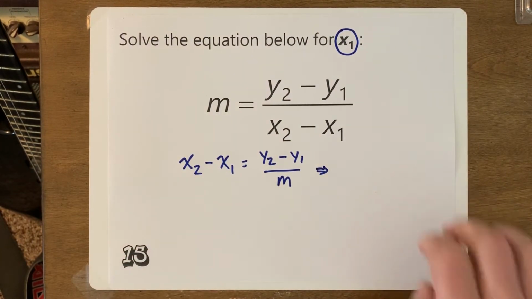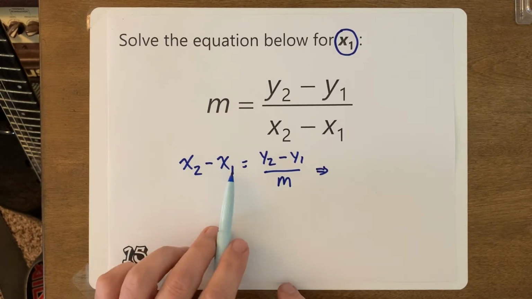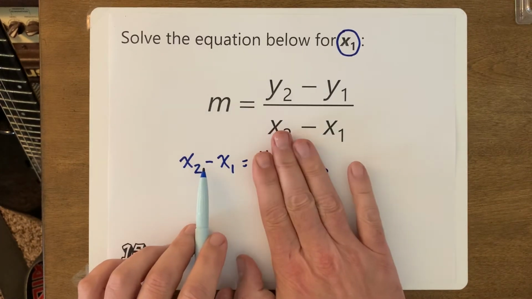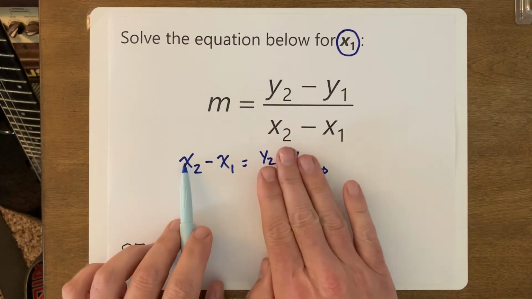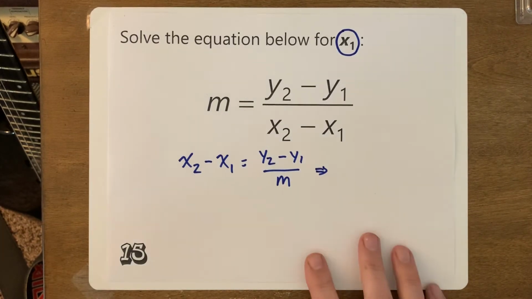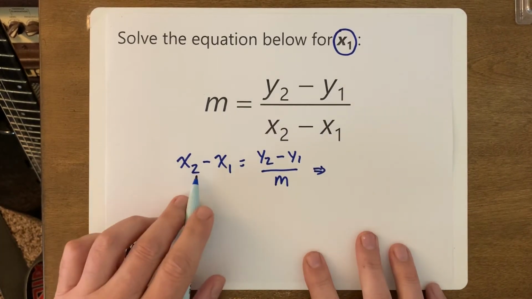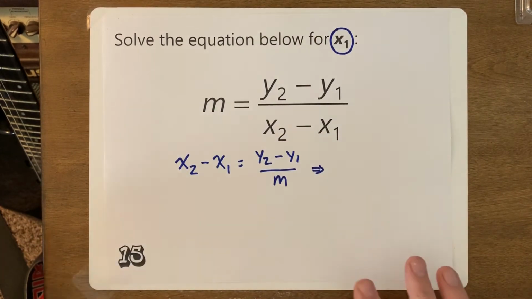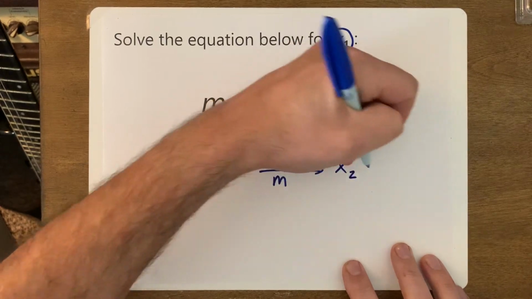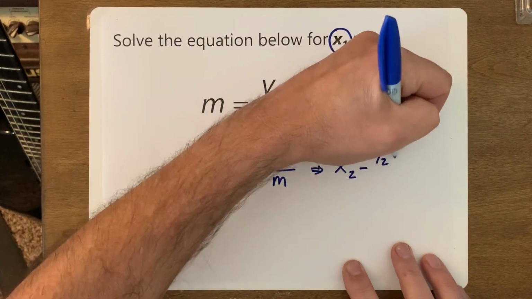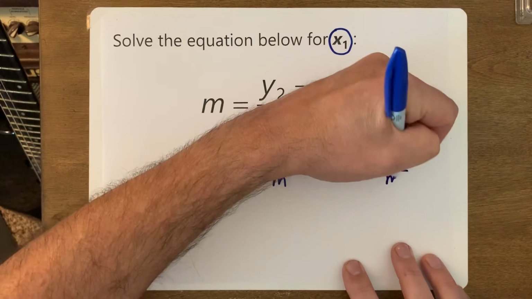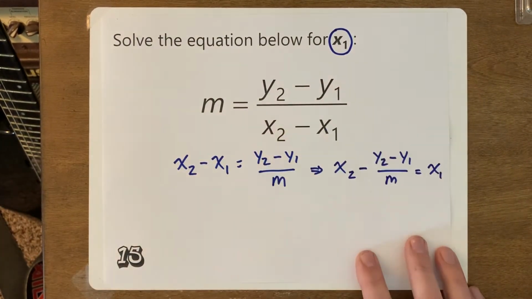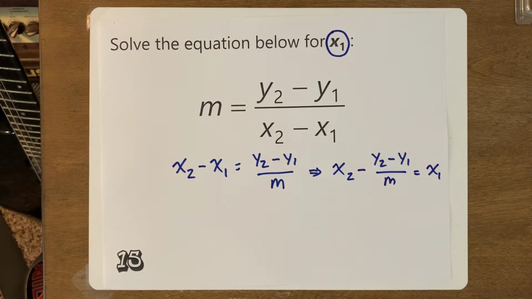So I'm going to do something kind of nifty here. I want that x1 to be positive. I really don't like for that to be negative right there. So what I'm going to do is I'm going to take this side, I'm going to take the x2, and I'm going to switch places with them. Sorry, not the x2, the x1. When I switch places with these two guys, I'm going to get x2 minus y2 minus y1 over m equals, and I'm going to move the x1 to the other side, and now I have an equation where x1 is by itself.